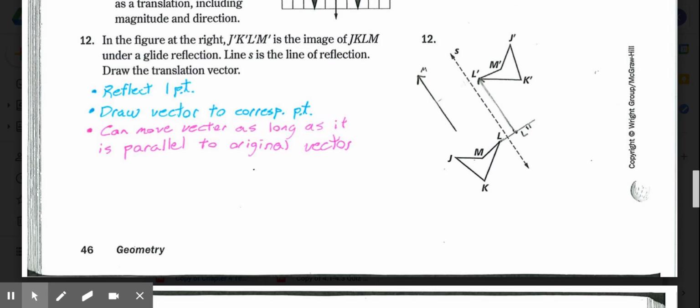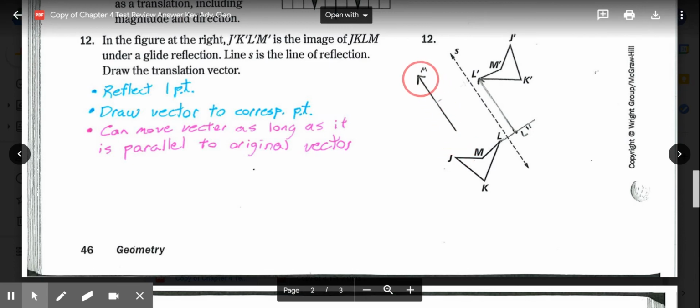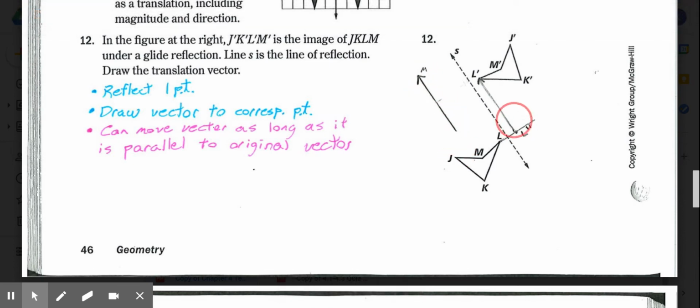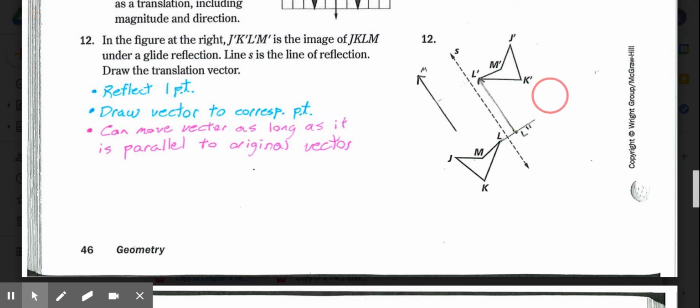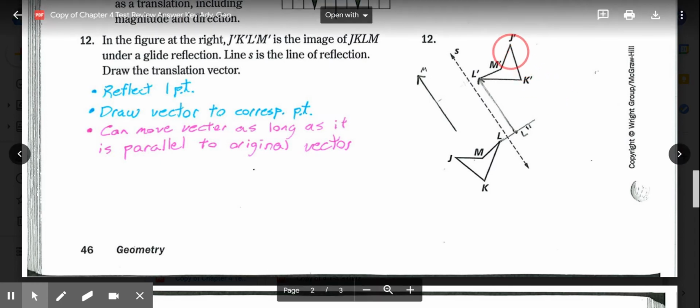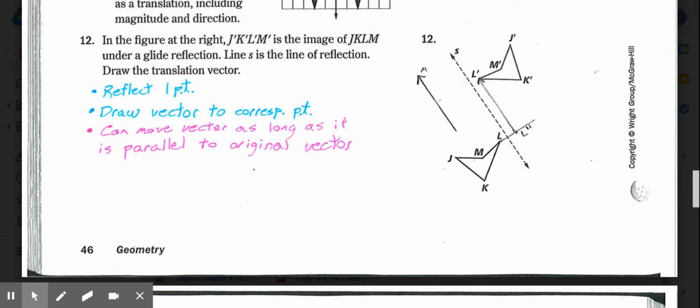If you wanted to shift it out of the problem, you could shift it over, but then this drawing has to be parallel to the original vector, so I would just leave it right here. So it would work no matter which point you reflect. If you reflected J over here to get J double prime, then you would draw the vector from J double prime to J prime. Make sure you draw the vector arrow going from the original toward the new.